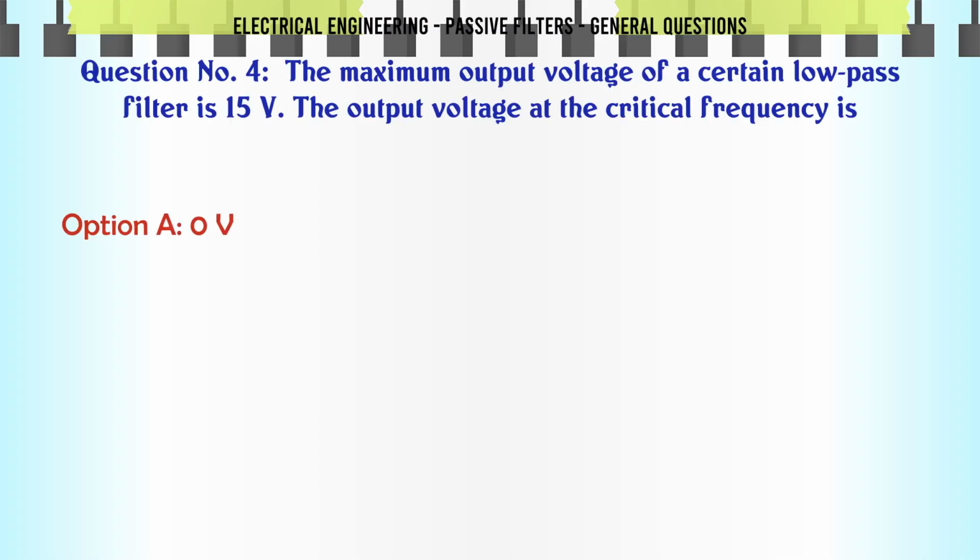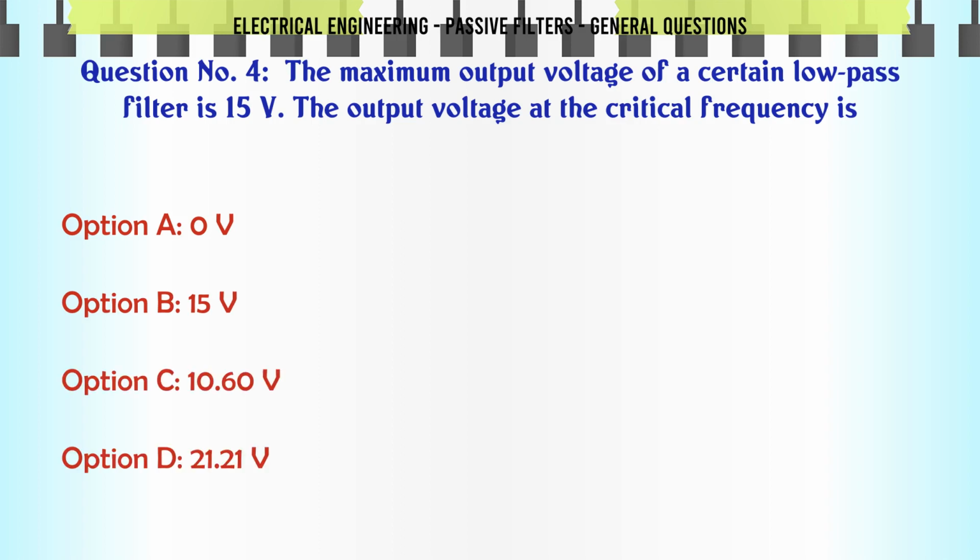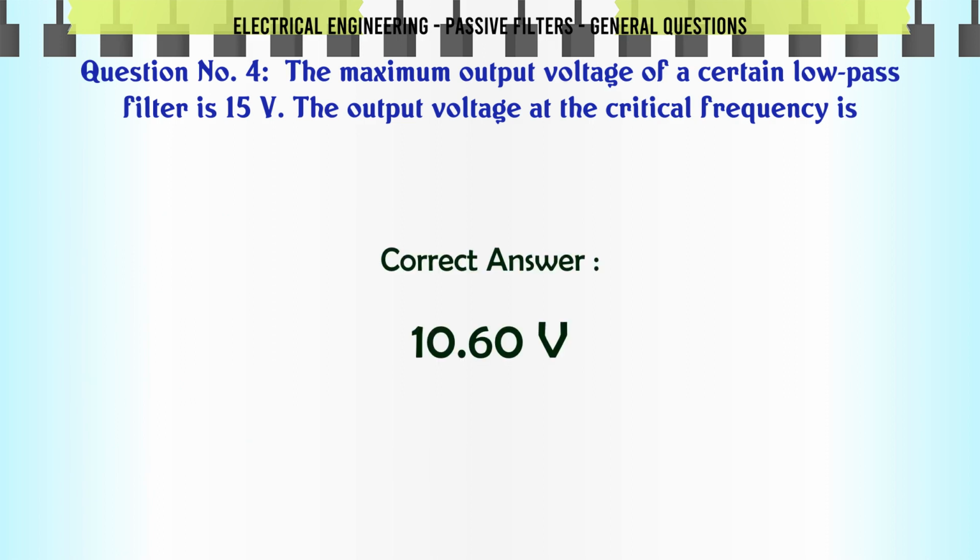The maximum output voltage of a certain low-pass filter is 15 V. The output voltage at the critical frequency is: A, 0 V; B, 15 V; C, 10.60 V; D, 21.21 V. The correct answer is 10.60 V.